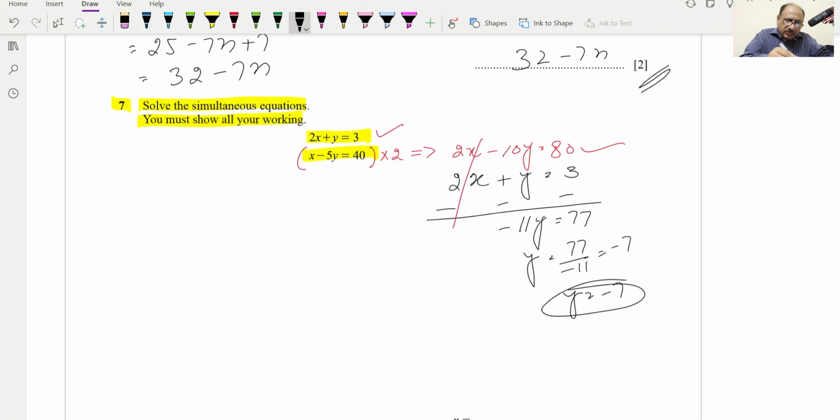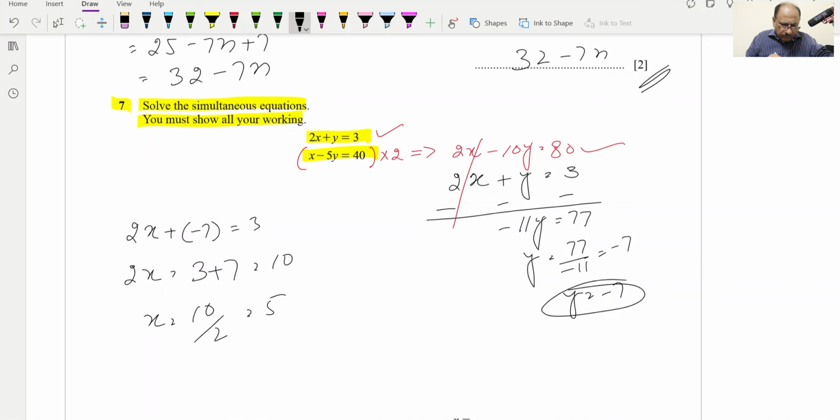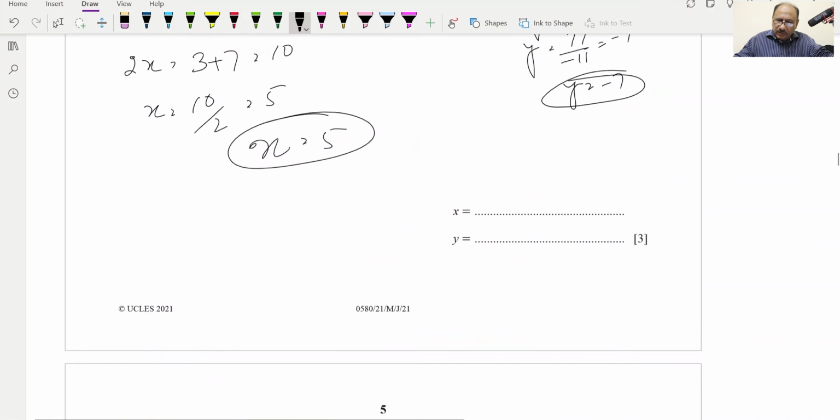Y value we got. Now we can replace this minus 7 y value in any of the original equations. I'm replacing in the first one, so 2x plus y, so minus 7 is equal to 3. So 2x is equal to 3 plus 7, which is equal to 10. So x is equal to 10 by 2, which is equal to 5. So x value will be equal to 5. So we got 5 and minus 7, which we can provide over here. And this was 3-mark question.